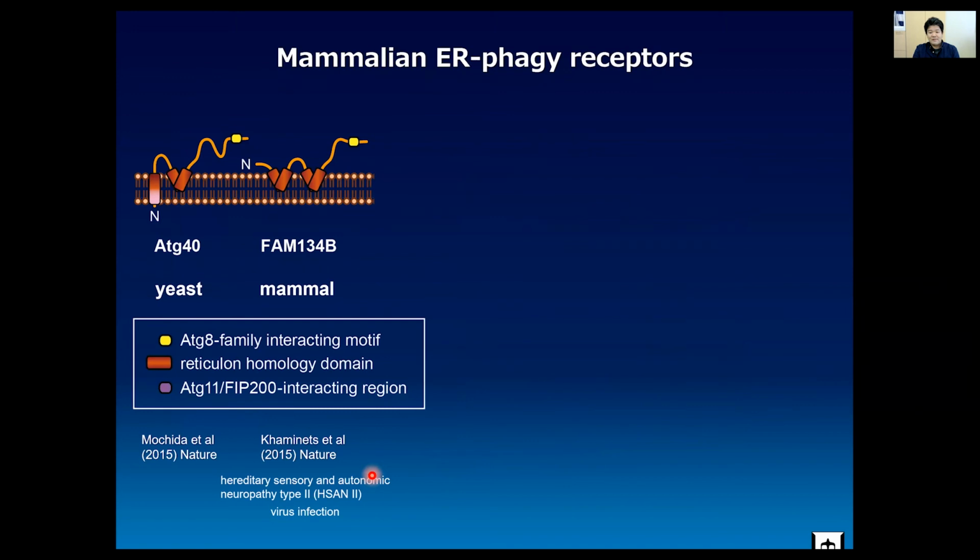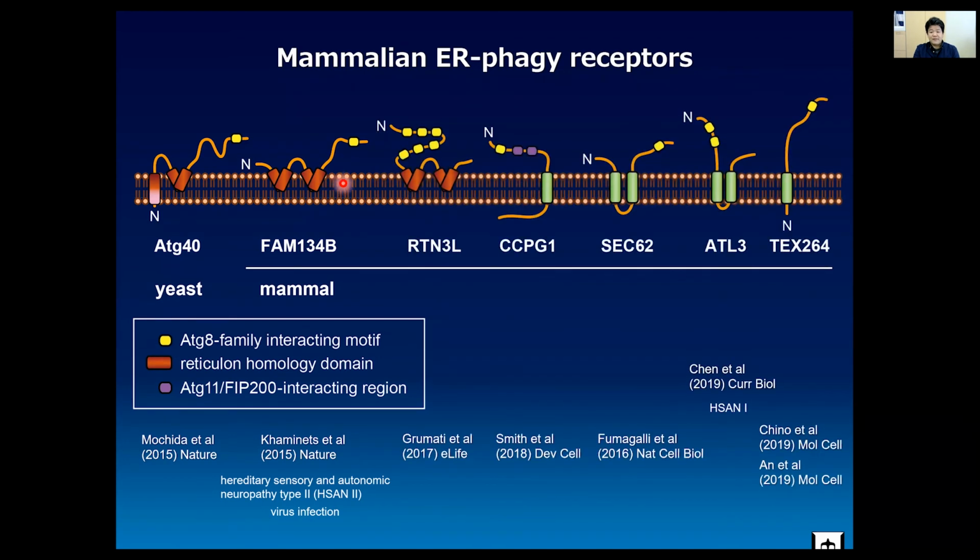About selective autophagy of the ER, or ER-phagy, at the same time as our identification of ATG40, Dr. Ivan Dikic's group in Germany discovered FAM134B as a receptor for ER-phagy in mammals. Since then, several ER-phagy receptors have been discovered in quick succession in mammals, and some of them were suggested to be associated with human diseases. We were very happy that our research in yeast could largely contribute to the discovery and understanding of ER-phagy.